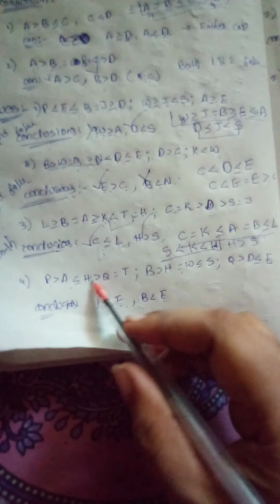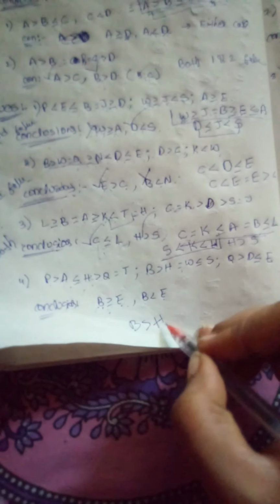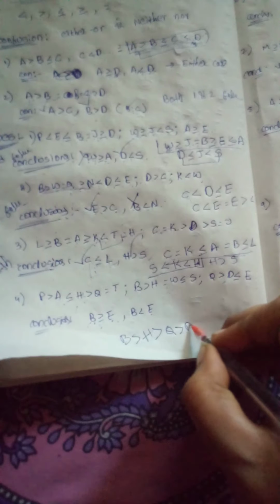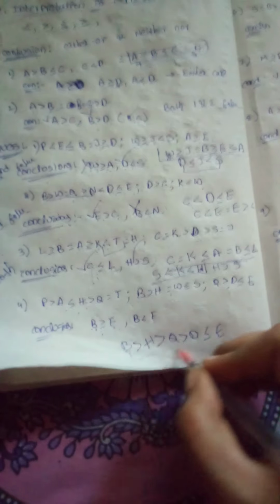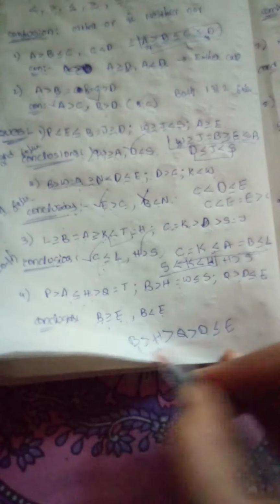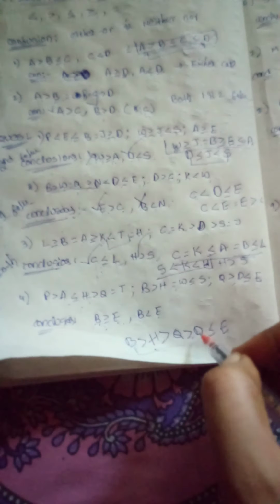And next go to the first expression. In it the relation is H is greater than Q. And next go to the third expression, Q is greater than D and D is less than or equal to E. So in this expression we clearly say that there is no relation between B and E. That means B to D, B greater than D is true. From D to E, D is less than or equal to E. So we don't know whether there is a relation between B and E.